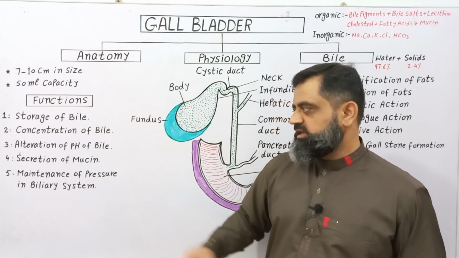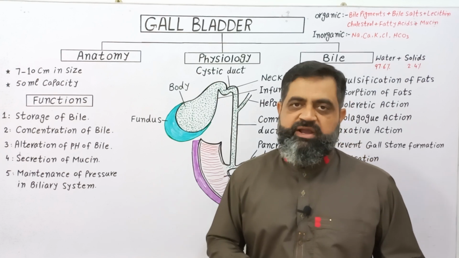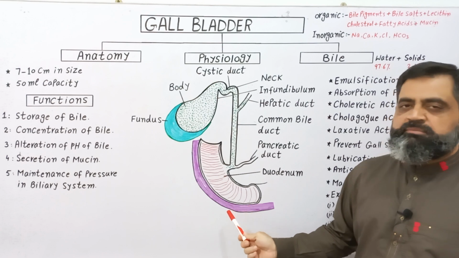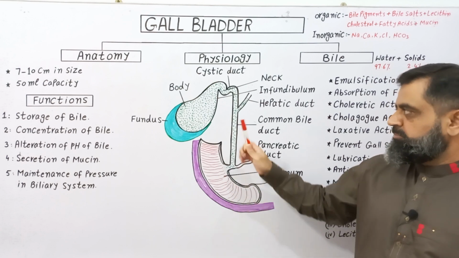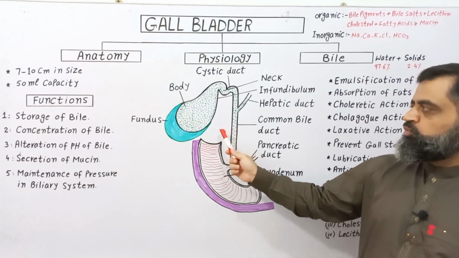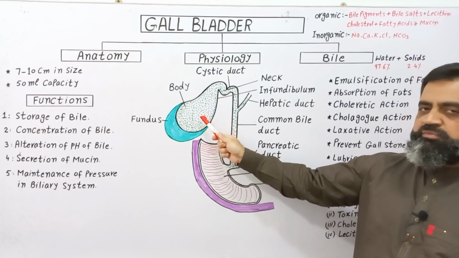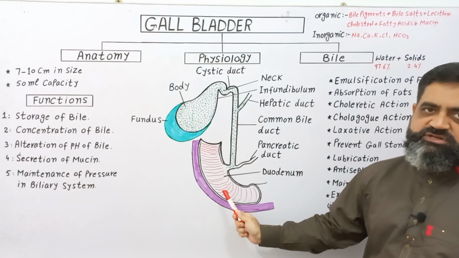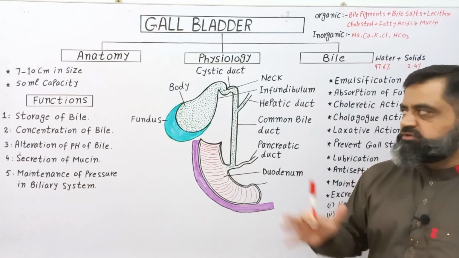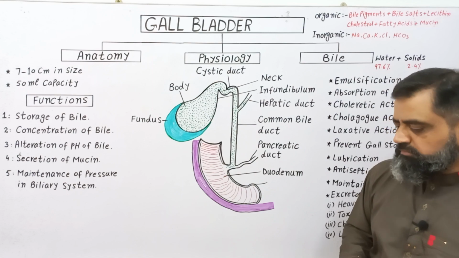It also maintains the pressure of the biliary system. If you look at this area, it is known as the biliary system. So it maintains a pressure over here, which helps to move the bile from the gallbladder into the small intestine. So this pressure is very necessary for the proper functioning of the gallbladder.